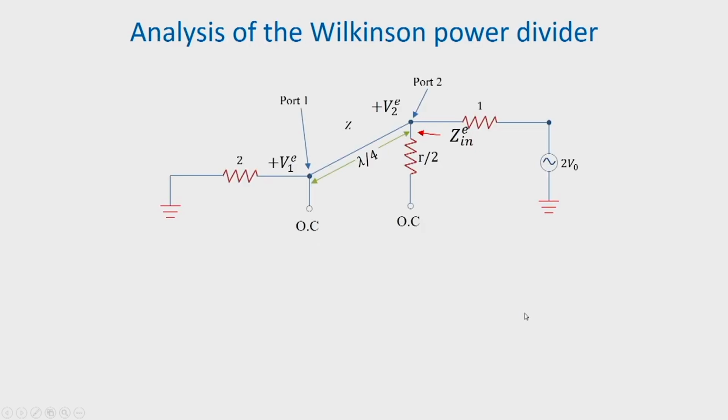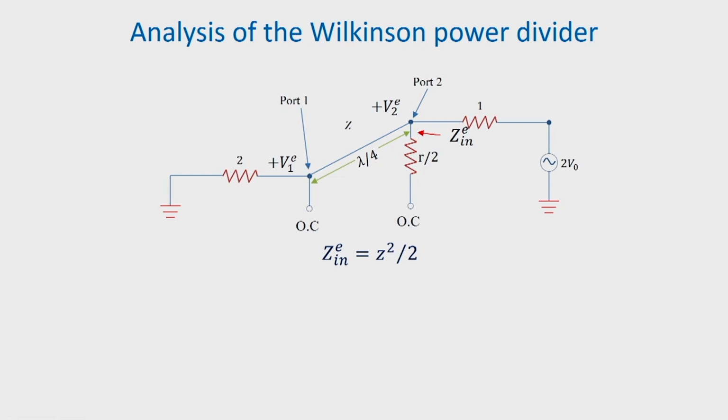Now, let us see what is the impedance we see if we look from this point when we have this circuit and these two points are open circuited. In that case, we see that the input impedance seen here, this R by 2 will be a floating resistor. So, it will not contribute to the impedance at this point.